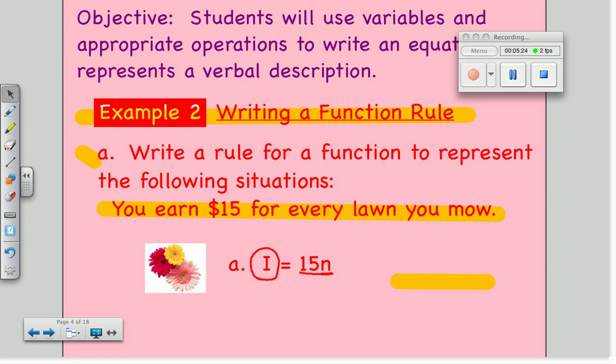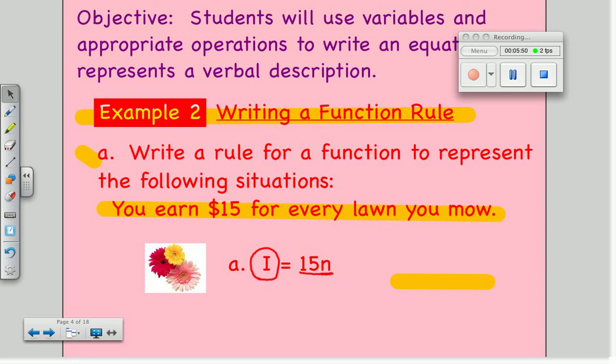All right, and does it have to be I and N? No, it doesn't have to be. Those are just the ones we made up, okay? So don't let the variables fool you. It doesn't matter what N is. You could have chosen an M for mowing. You could have chosen an L for lawns. It doesn't matter, whatever you choose, okay? This is just the example that I'm giving you, all right?